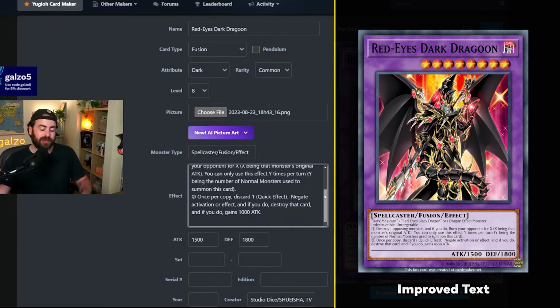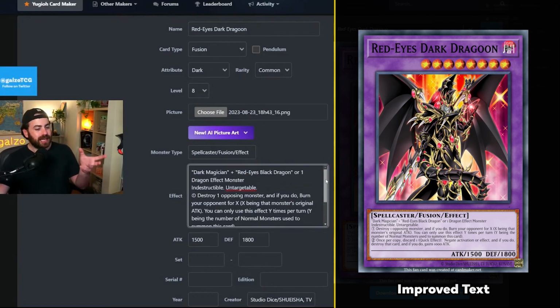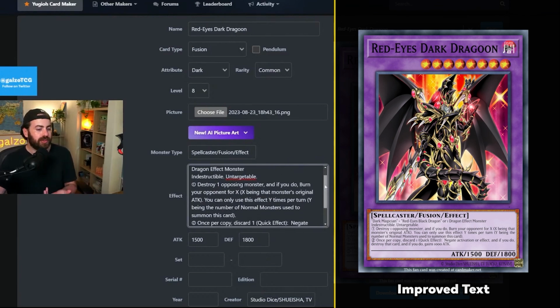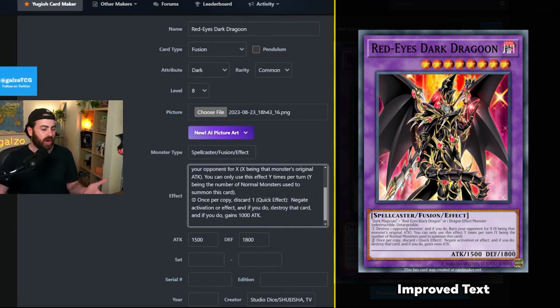You can only activate this effect Y times per turn, Y being the number of normal monsters used to summon this card. Quick effect, negate activation or effect, and if you do, destroy that card, and if you do, gains a talent. I don't like the if you do part, but you know, this is Legacy, Yu-Gi-Oh! This is pretty good. It creates a few different variables, like burn, and once per copy, discard one. And if it needs to discard a monster, we would say discard a monster, obviously, right?